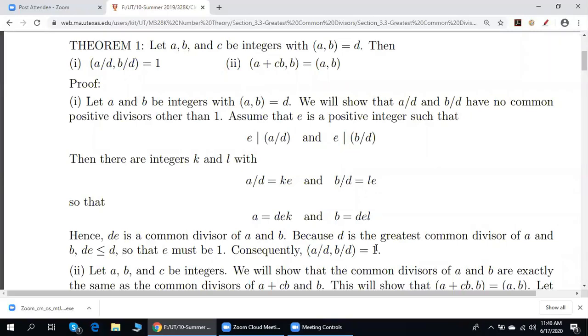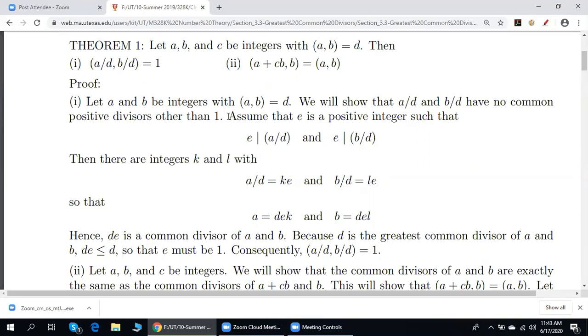Folks, any questions here? So to show that e is 1, do we divide that inequality, de is less than or equal to d, by d, which would say that e is less than or equal to 1? And since e is positive, it must be 1? Yes. It made sense until you said that the greatest common divisor of a over d and b over d is 1. I don't see how we make that step.